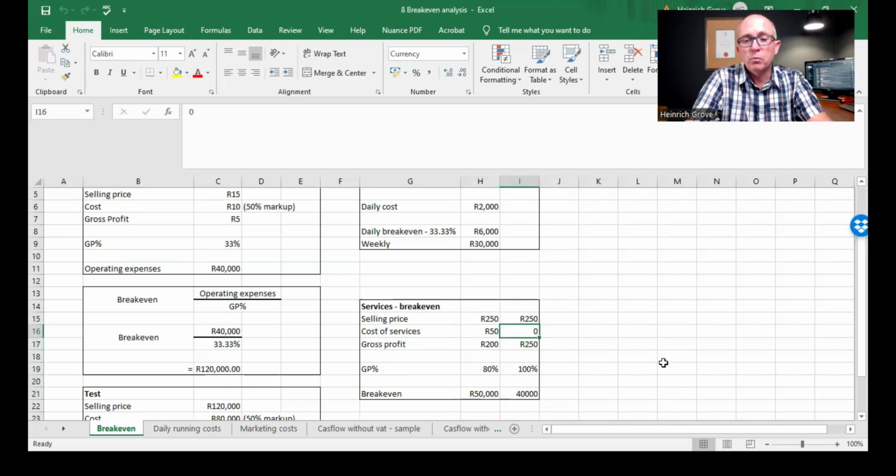But now remember, if you render services, there's no cost. So which means that if your selling price is 250 Rand, cost price is 0, so your gross profit is 250 Rand, which means your gross profit percentage would then be 100%. And you can see then the break even is 40,000 Rand. So on a daily basis you need to get in 2,000 Rand.